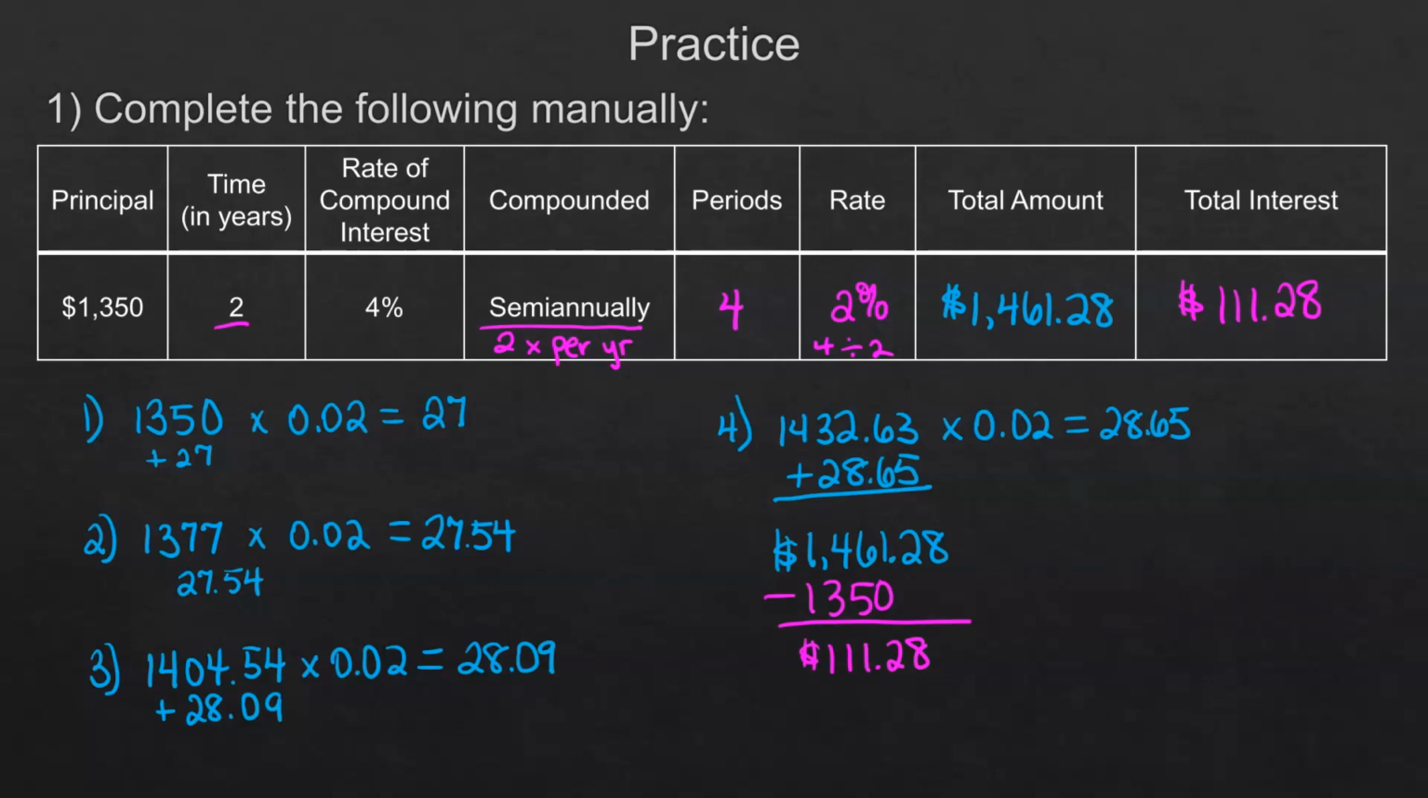All right, so I went ahead and finished the calculations because we're almost to 15 minutes and I don't want to go past that. So when we end up here, notice we have $1,461.28. That's the total amount in the account now. If we subtract our principal that we invested in the beginning, then our interest is $111.28, total interest for that compound interest. Okay, so we're finished with this section, and then we'll move on to another video for the next part.